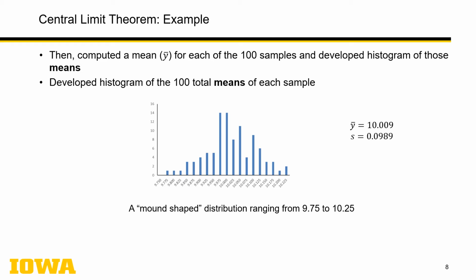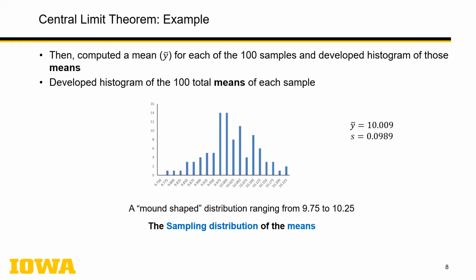So again, here it's not quite as well distributed, but it is somewhat mound-shaped, and that's what the central limit theorem tells us, that the distribution of the means will be approximately normally distributed, and that's what we see here. But the range is only from 9.75 to 10.25, much narrower. And again, that would be expected. So this is not the distribution of the observations. This is the sampling distribution of the means.